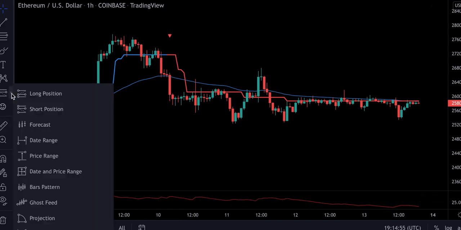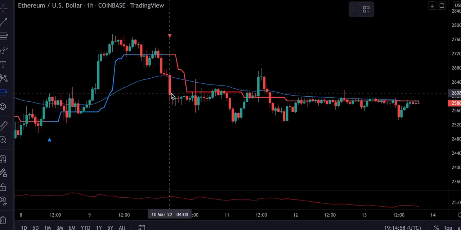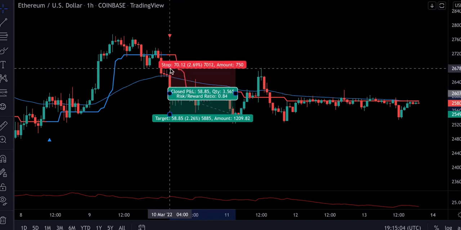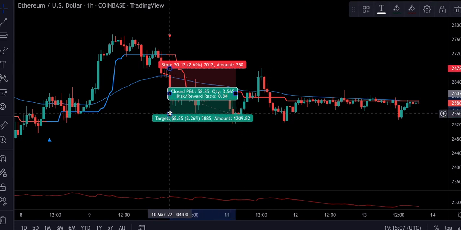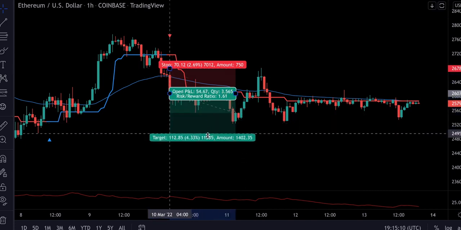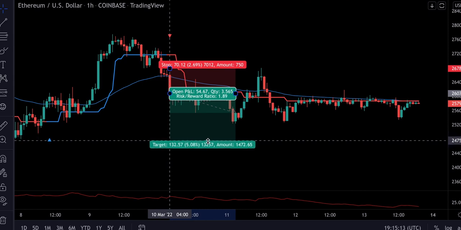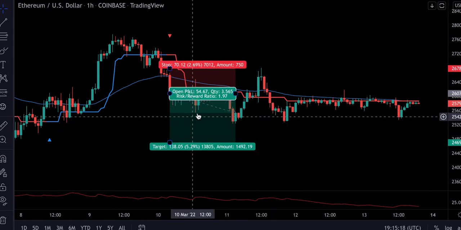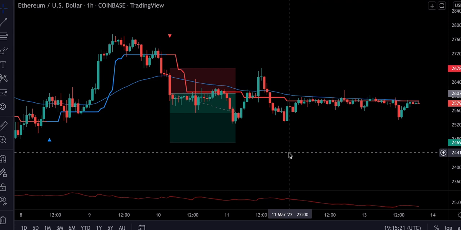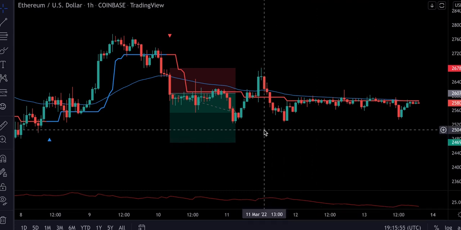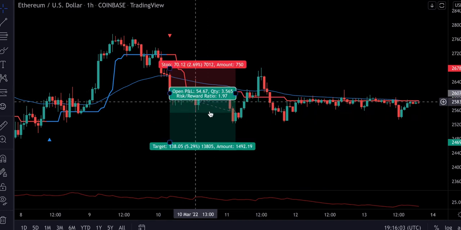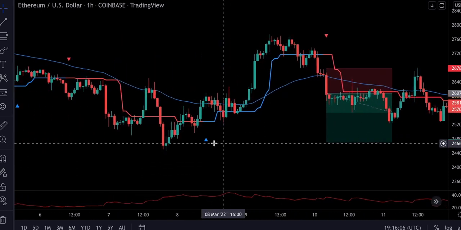So for example, we enter a short trade right here. Now we're going to adjust our stop loss to 70 and our take profit to 140, somewhere right here. Now we can see that this is clearly a losing trade. The price didn't hit our take profit level, and we see the price actually hit our stop loss right here at this candlestick, exactly where we put our stop loss. So this is a losing trade already. Next trade right here.